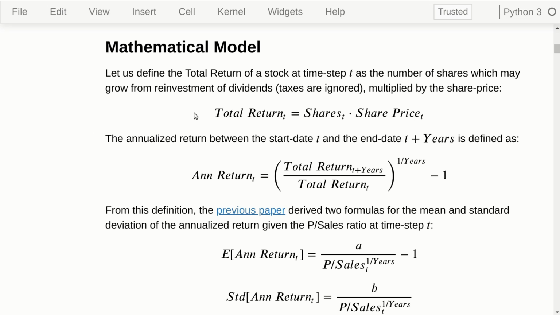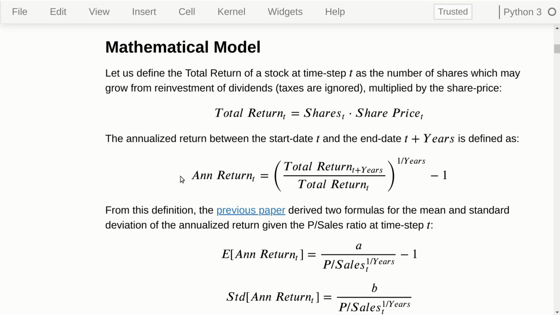So if we define the total return as a number of shares at time step t multiplied by the share price at that time step t, then over time we will reinvest the dividends without paying any taxes, so the number of shares will increase. Then we define the annualized return as the total return for some time step in the future, t plus a number of investment years, divided by the total return at the beginning time step t, and this is taken to the power of 1 divided by years to get an annualized number, and then we subtract 1.